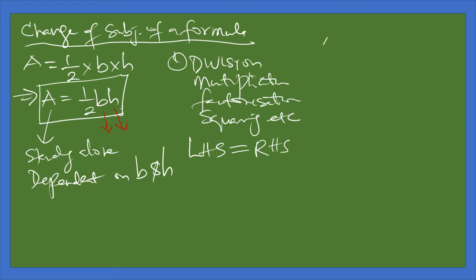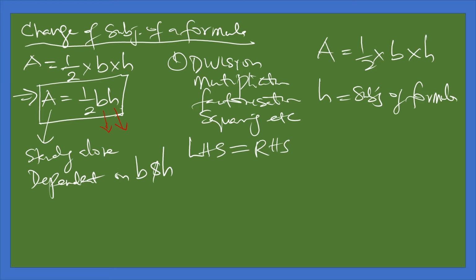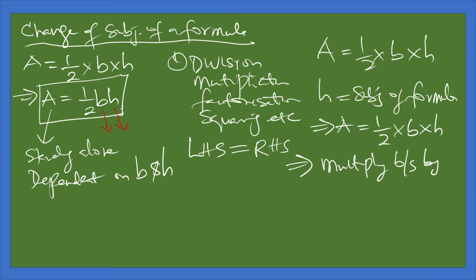Now this same formula, A equals half times B times H. Let's say we want to make H the subject of this formula, so you have a clear understanding of what I'm trying to say. Now from here we have that A is equal to half times B times H. If we want to make H the subject of this formula, what do we do? We multiply first of all both sides by 2.